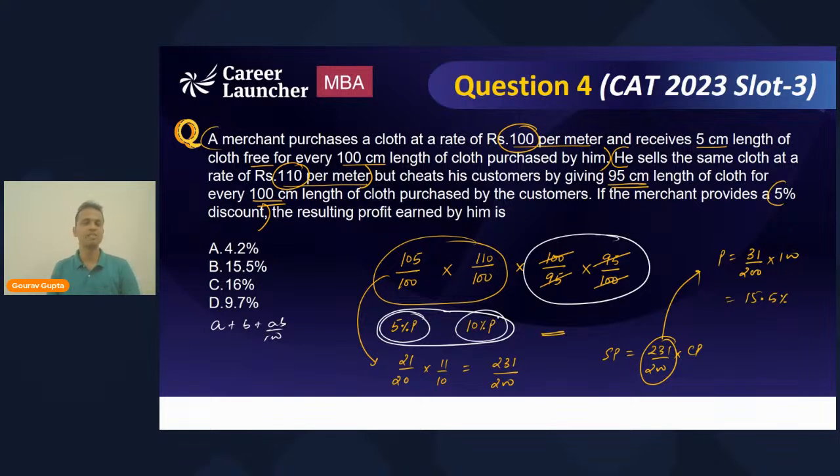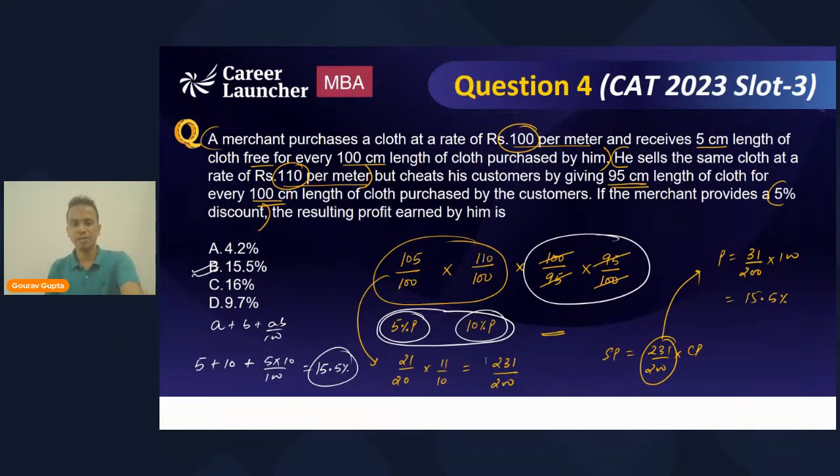In the first case, it is 5% profit. In the second case, it is 10% profit. So 5 plus 10 plus 5 multiplied 10 upon 100. So it will again come out to be 15.5% profit. So the correct answer is option B.